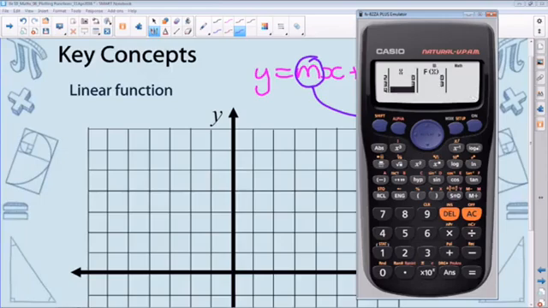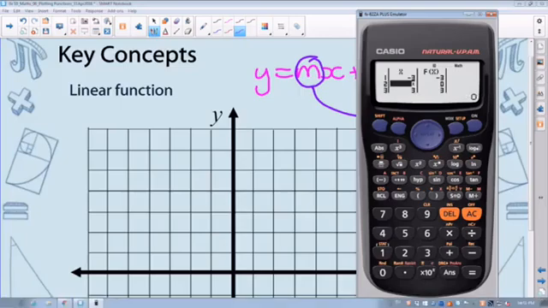I've been given 3 coordinates within that space. The first coordinate is -3, -3. Then I've got 0, 0, and then I've got 3, 3.